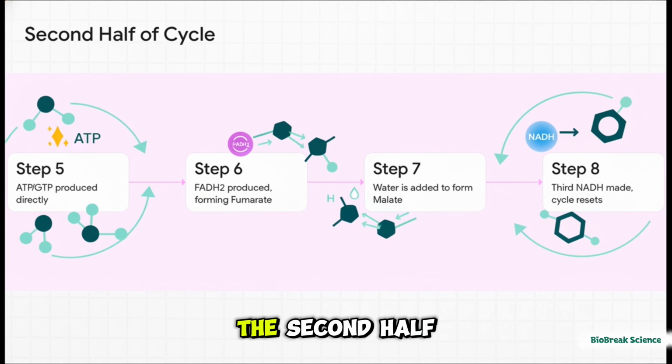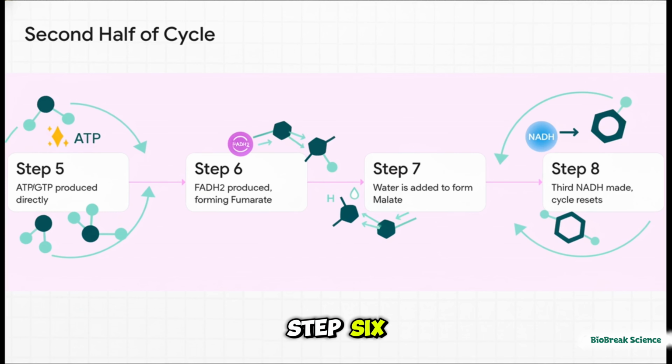Okay, now for the second half of the cycle, where we stay at 4 carbons and really just focus on resetting the whole system. Step 5. The coenzyme A on succinyl-CoA gets ripped off, and the energy released from that is used to directly produce 1 molecule of ATP, or GTP. Now listen closely. This is the only step in the entire cycle that makes ATP directly. Got it? Okay, so now we're left with succinate.